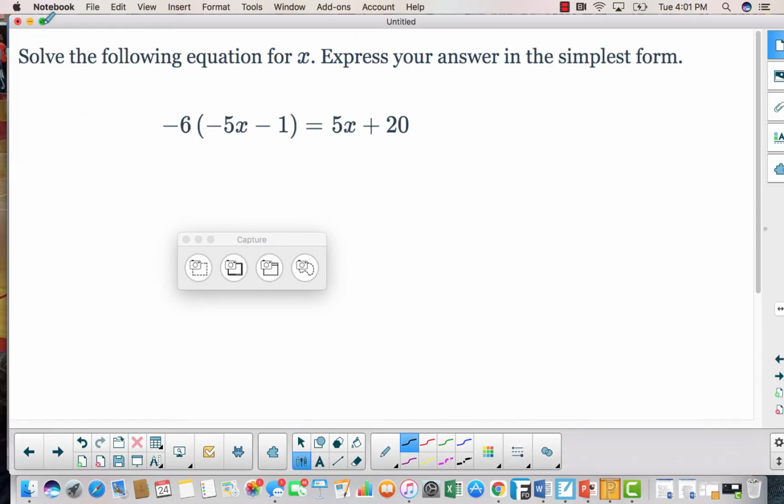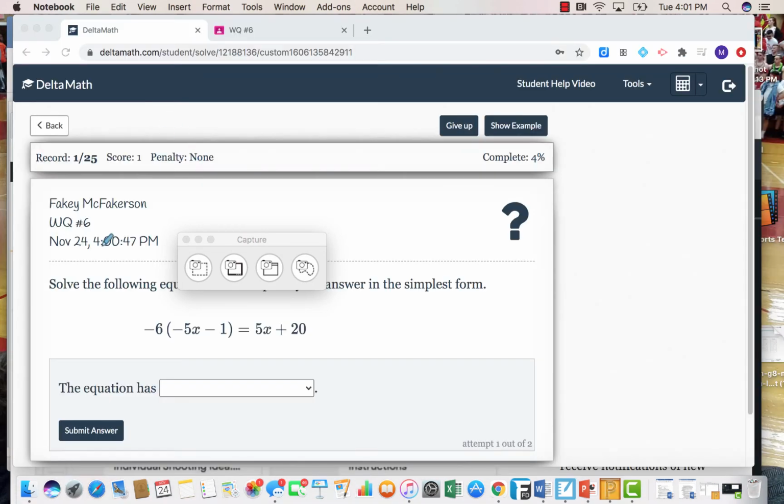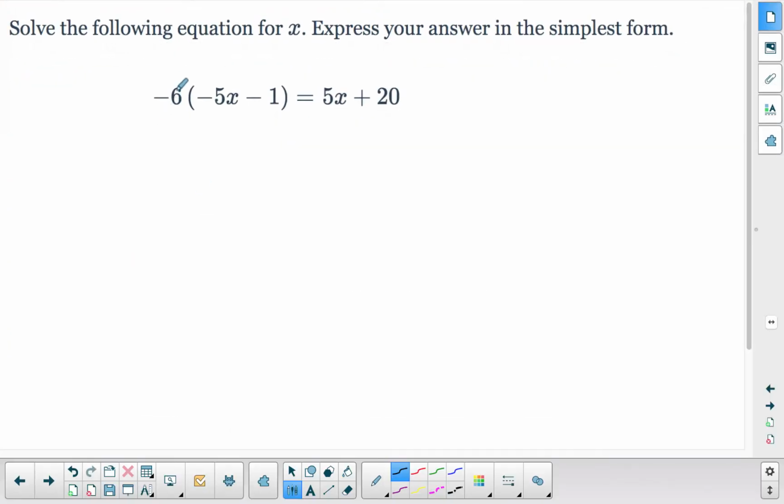So if I've got that, let's see. The first thing I would start with is distributing. So negative 6 times negative 5x. It's a negative times a negative, so that'll equal a positive. So it's 30x. And we're also going to distribute negative 6 to negative 1. That equals a positive as well. So now I've got 30x plus 6 is the same as 5x plus 20.